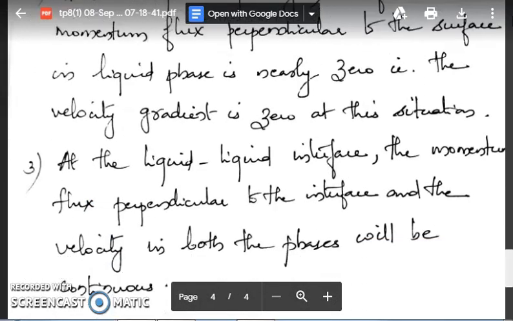Next is the liquid-liquid interface. The momentum flux perpendicular to the interface and the velocity in both the phases will be continuous. So these are the 3 boundary conditions which are applicable here. We can substitute based on the nature of the question given. So you must have a clear understanding about these 6 steps and 3 boundary conditions. Only then can you proceed with the derivations.